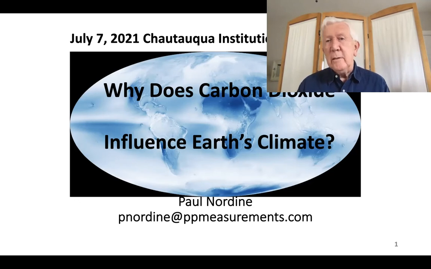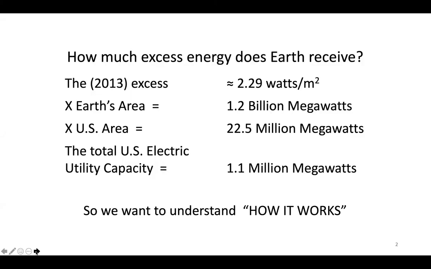And I want to talk today about what I've learned about the cause of global warming, or how carbon dioxide influences the climate. This first slide is to explain how much excess energy the Earth does receive. And the 2013 excess was said to be about 2.2 watts per square meter by the fifth assessment of these issues by the International Panel on Climate Change, a very large organization that has most of the scientists that studied these effects contributing.